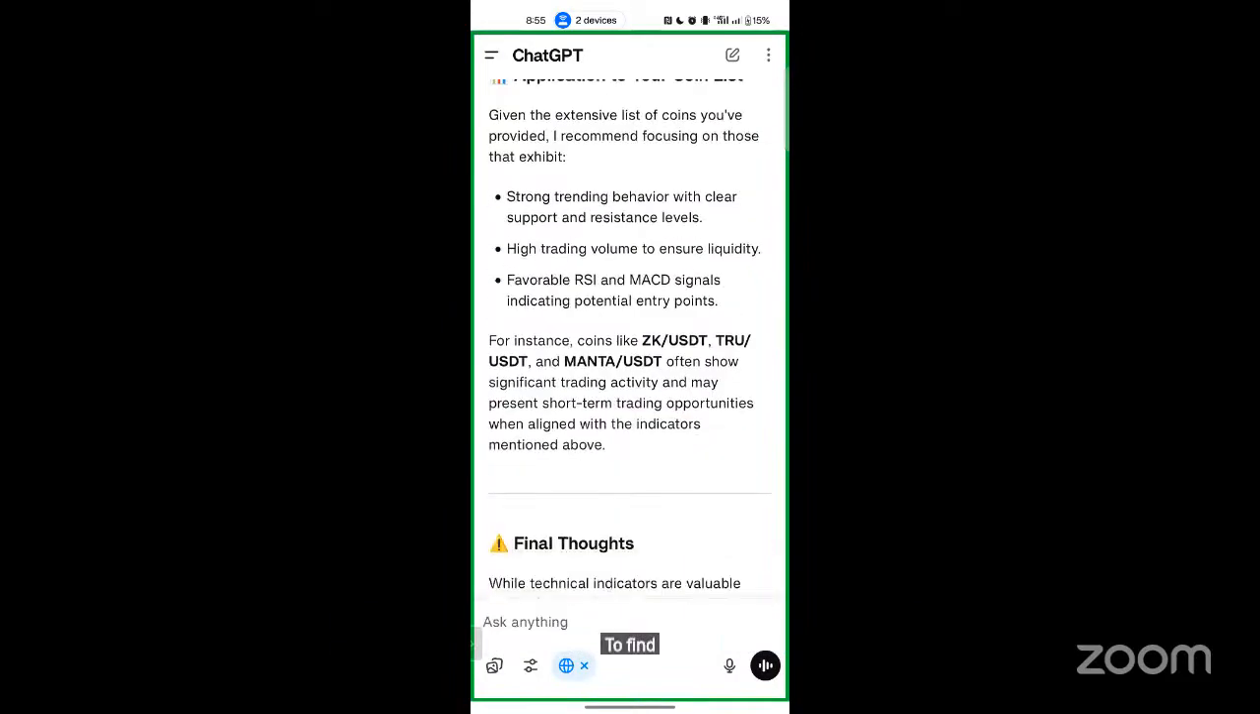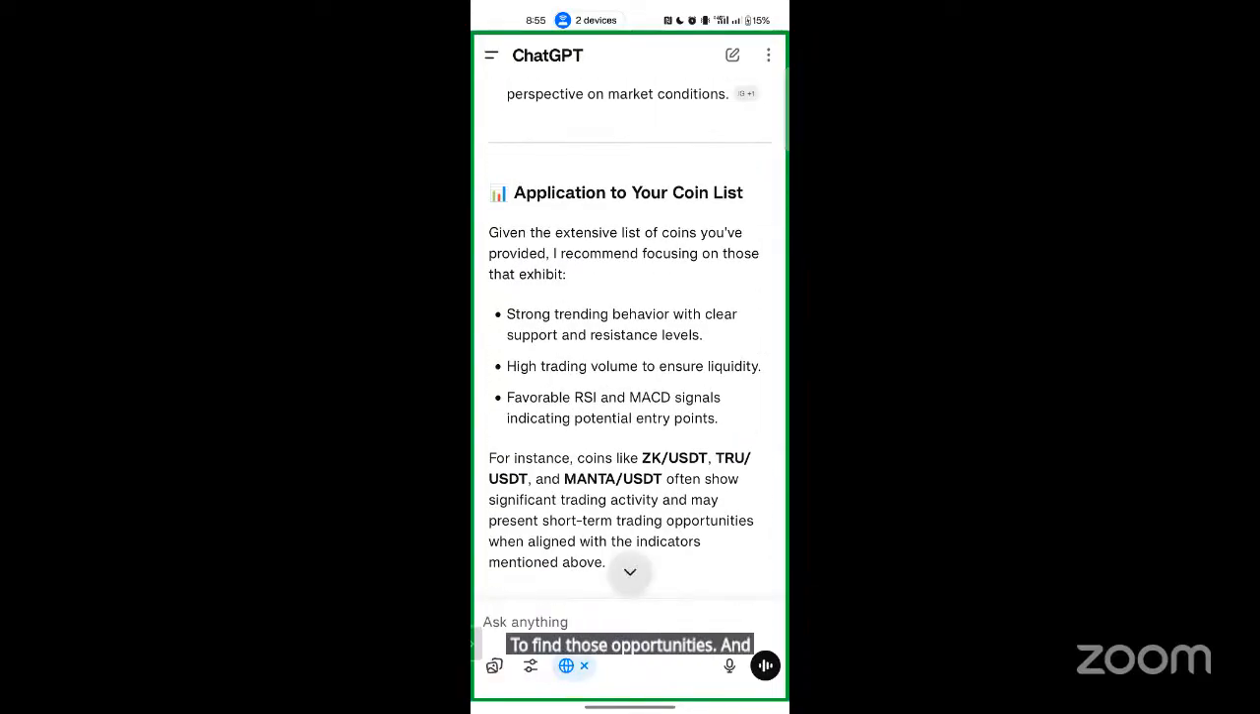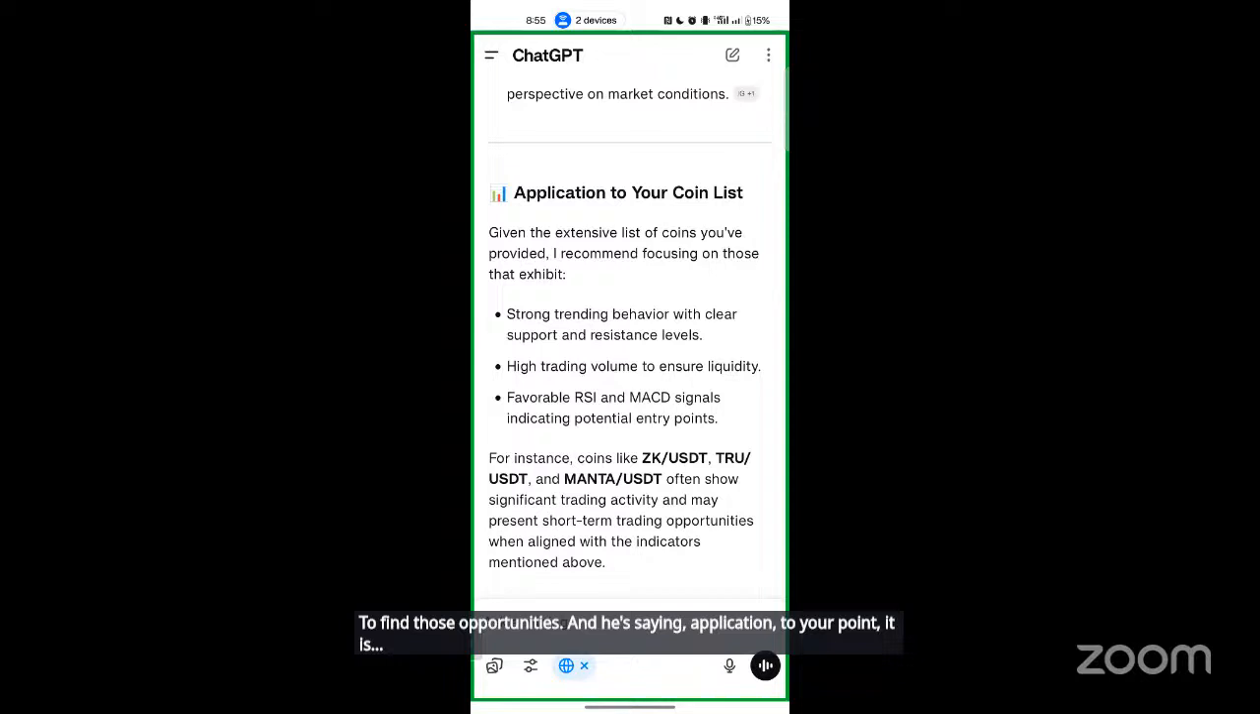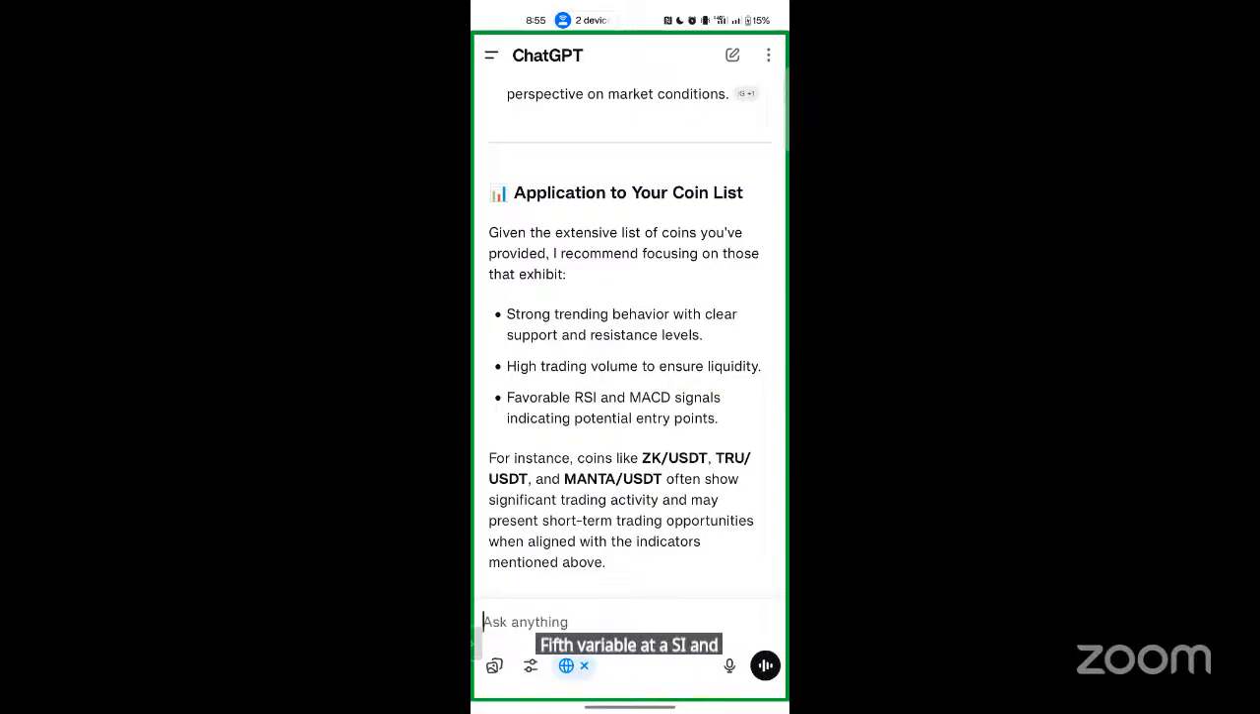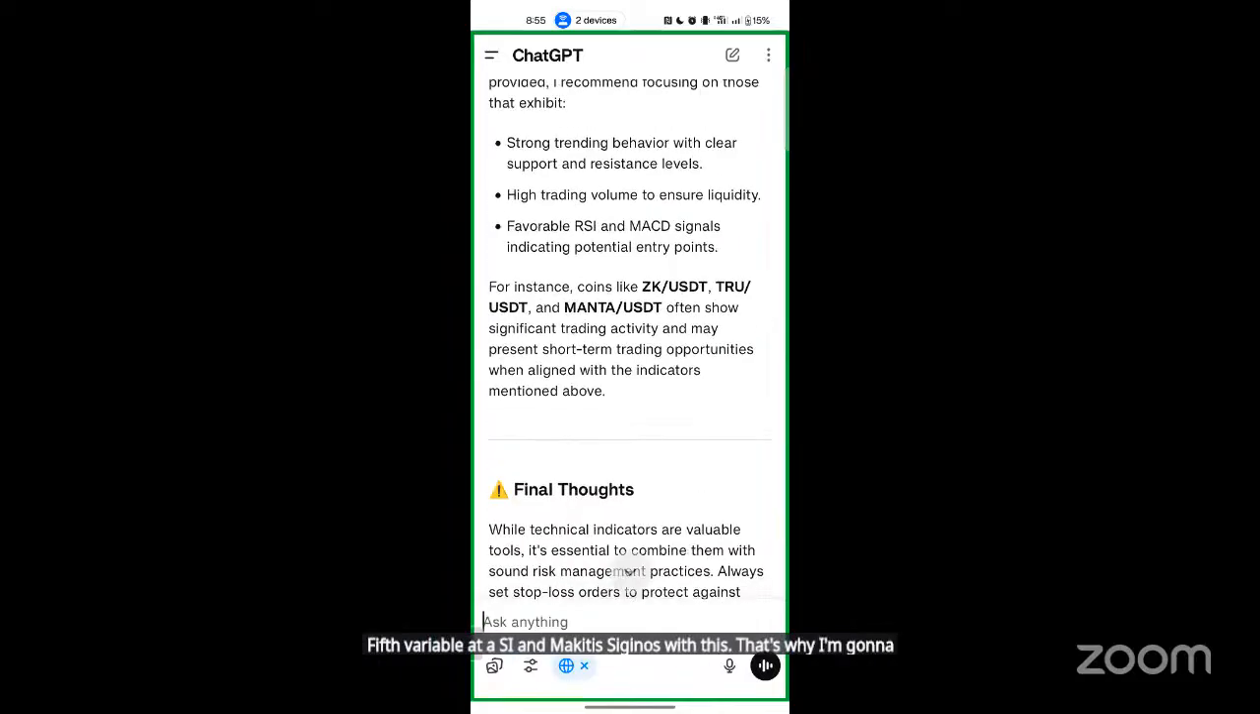to find those opportunities. And it's saying, application to your coin list: strong trend behavior with clear support and resistance, high volume, favorable RSI and MACD signals. That's why I'm going to come back tomorrow with these other RSI and MACD before I go to support and resistance. Is my point home? I may not dig deep, but I wanted to get a clear insight. So it used RSI and MACD, which we are going to discuss tomorrow.